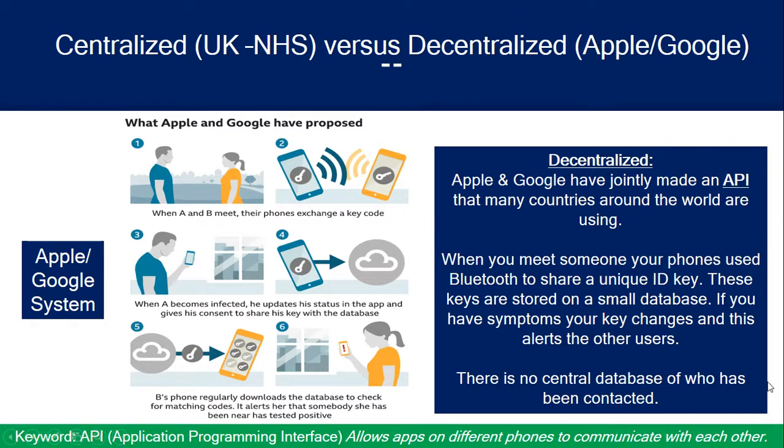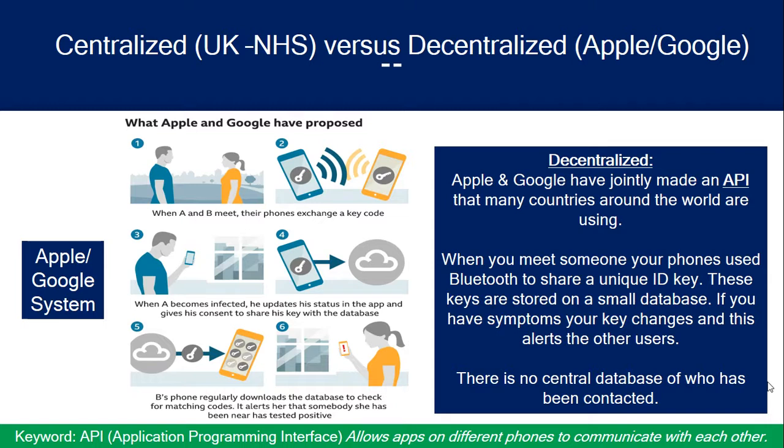Now, Apple and Google obviously are huge rivals. Apple makes iPhones. It uses the iOS operating system. And Google makes the Android operating system that is used by lots and lots of different phone makers around the world, people like Sony and Samsung.